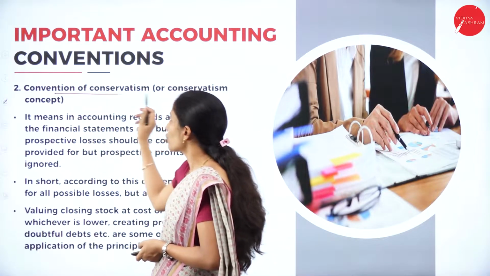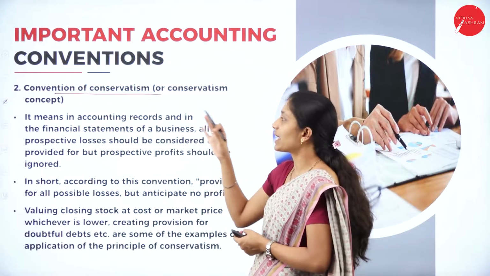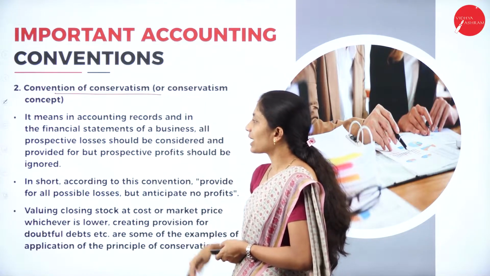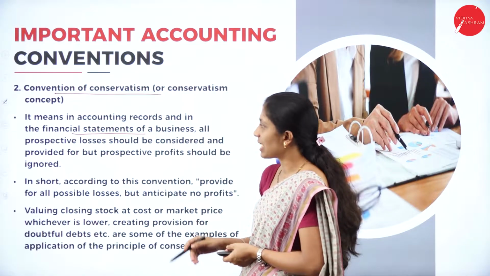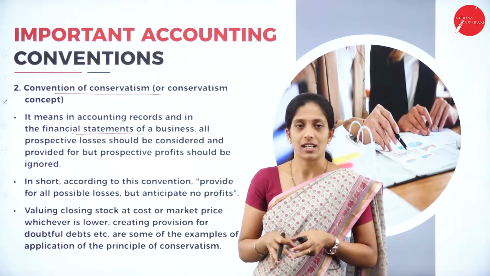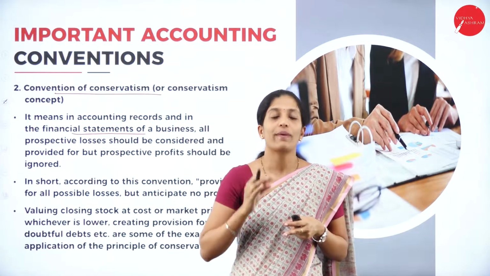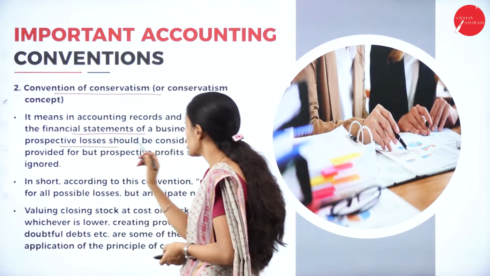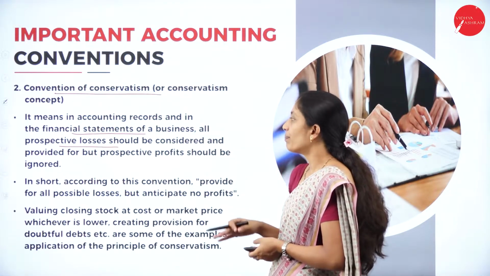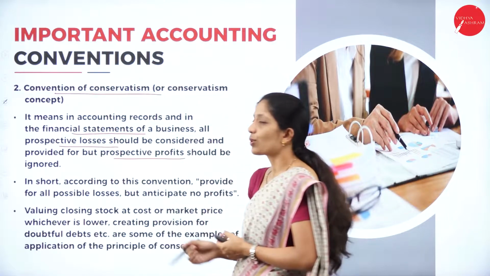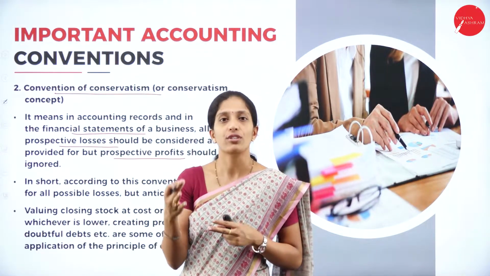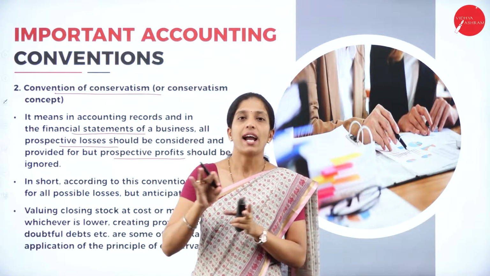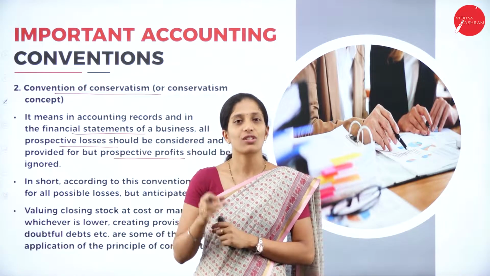Now coming to the second one, convention of conservatism or conservatism concept. Let us see what this convention of conservatism is. It means that in accounting records and in the financial statements of a business, all prospective losses should be considered. What are the possible losses that we are going to overcome in the future? Those transactions have to be recorded. That is, all the prospective losses should be considered and provided for, but prospective profit should be ignored. Whatever possible losses we are going to face in the future have to be recorded or given importance, and the prospective profit we are going to earn in the future has to be ignored.